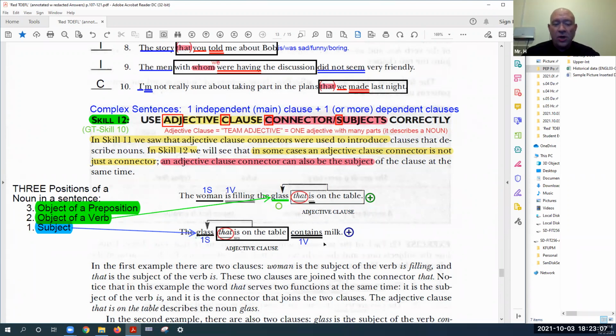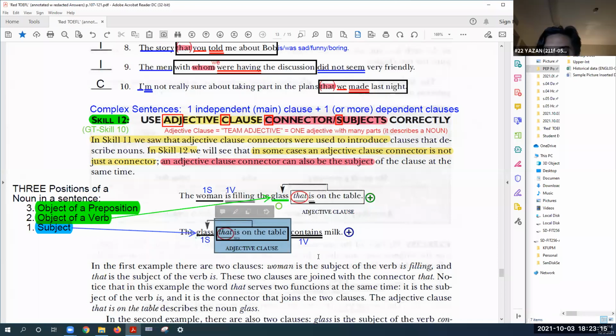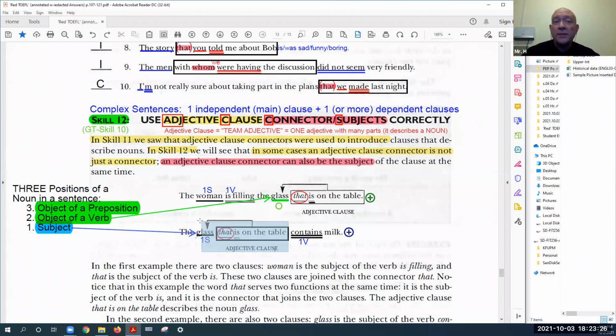All right. So can you finish explaining this, Yazan, in the middle? What is this in the middle? Adjective clause. Yes. And why is it in the middle? Because it describes the noun. It describes the subject, right? Yeah. Can you tell me the key parts in this clause? What are the key words?